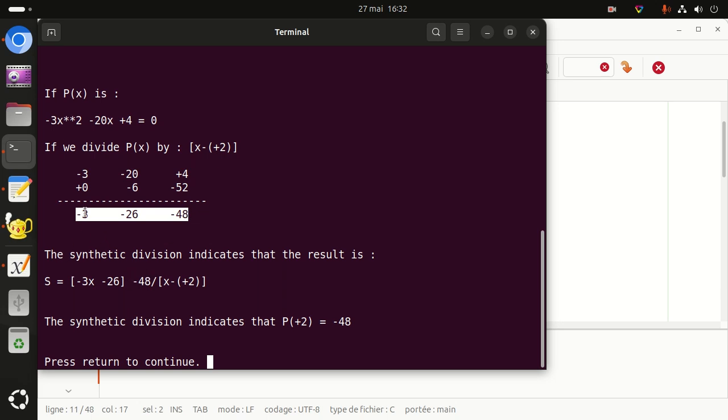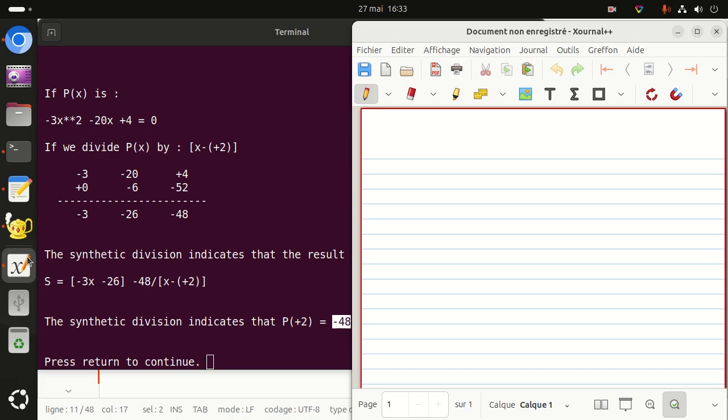You can write this result in this way: minus 3x minus 20, and the remainder minus 48 divided by the binomial x minus 2. And the result of p of 2 is minus 48. We can try to verify.